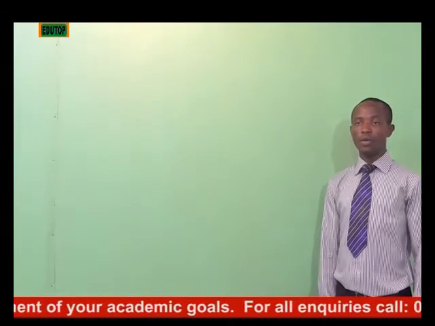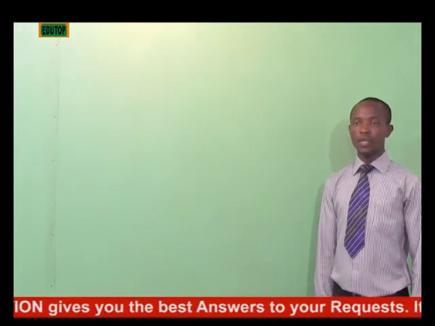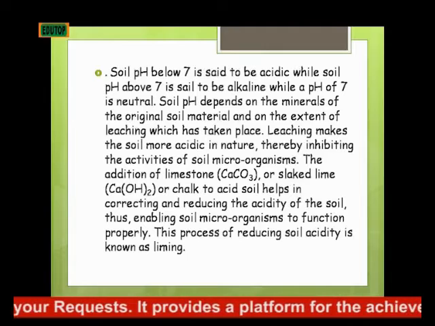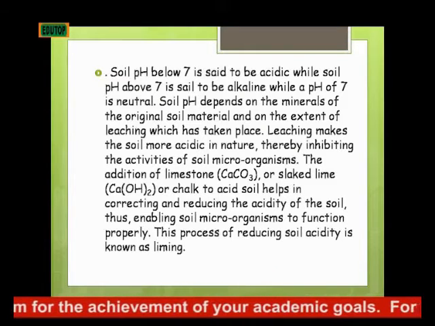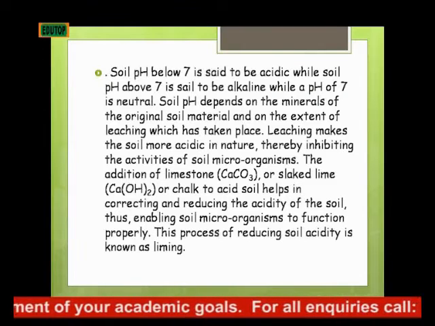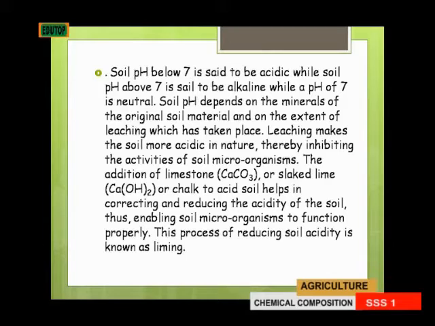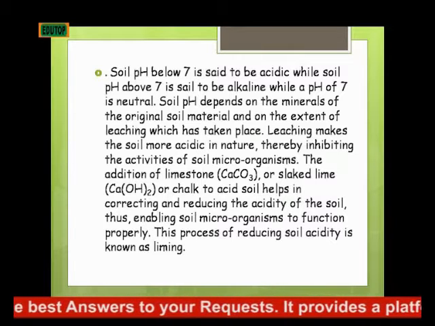Soil pH depends on the mineral of the original soil material or rock material, and on the extent of leaching which has taken place on the soil. Leaching makes the soil more acidic in nature, thereby inhibiting the activities of soil microorganisms. The addition of limestone, that is calcium carbonate, or slaked lime, that is calcium hydroxide, or chalk, to soil helps in correcting or reducing the acidity of the soil, thus enabling soil microorganisms to function properly. And then, once they function properly, they help in fixing nutrients in the soil, thereby increasing the fertility of the soil. This process of reducing soil acidity is known as liming.